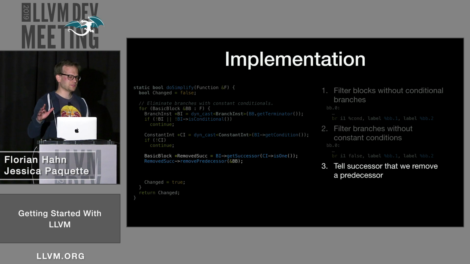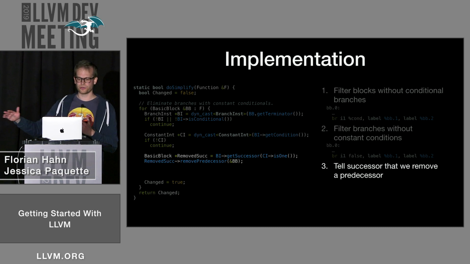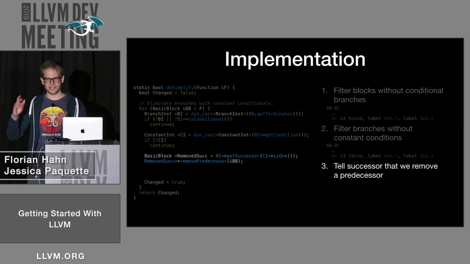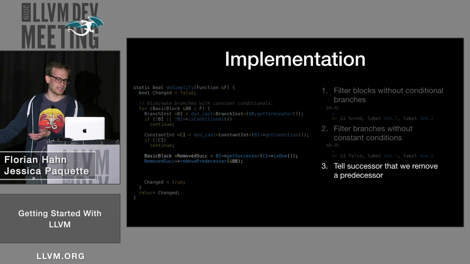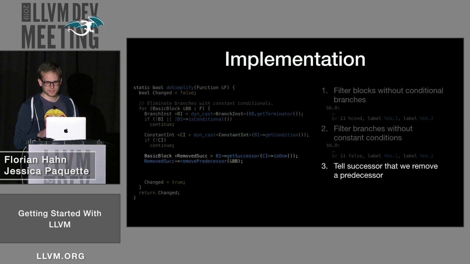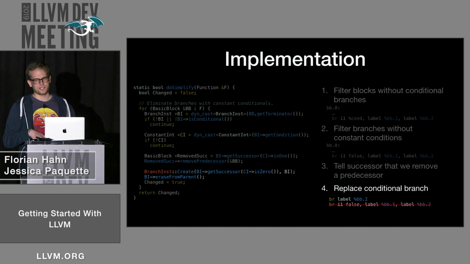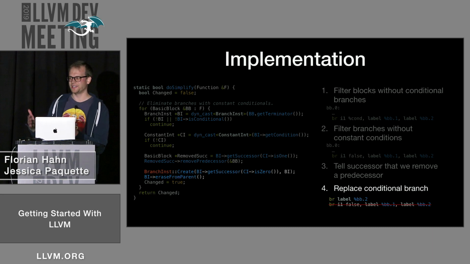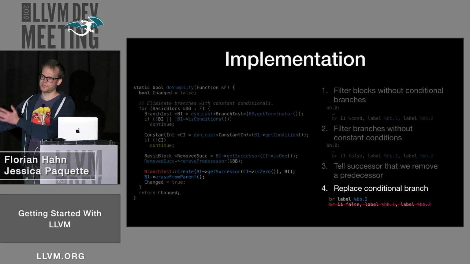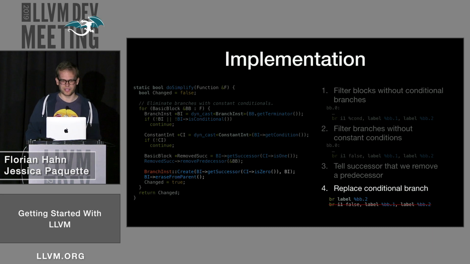The next thing we have to do, similar to the earlier transformation, is remove an edge in the control flow. So we have to tell the block we are not branching to anymore that it lost a predecessor. We do that similar to the earlier example. And finally, we want to replace the conditional branch with an unconditional one. The way to do that is we create a new unconditional branch to the target we are branching to before our conditional branch. And then all we have to do is remove the conditional branch.